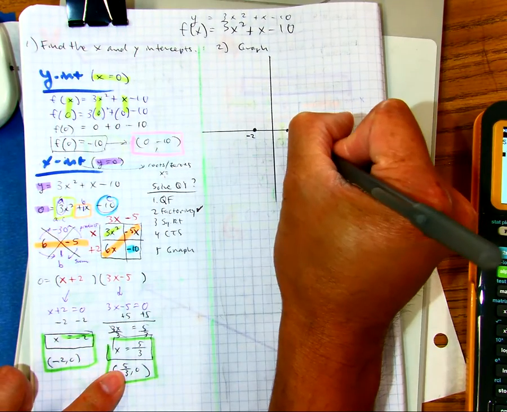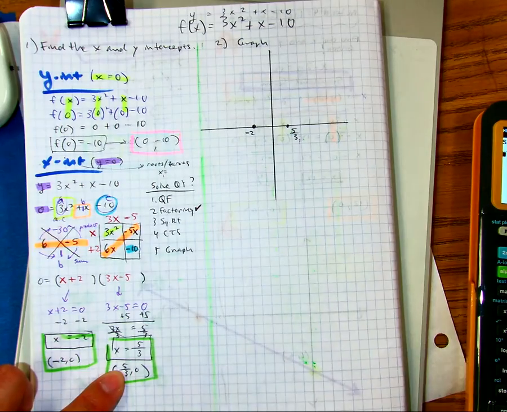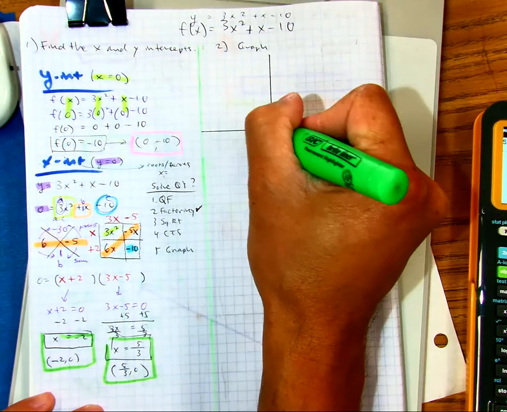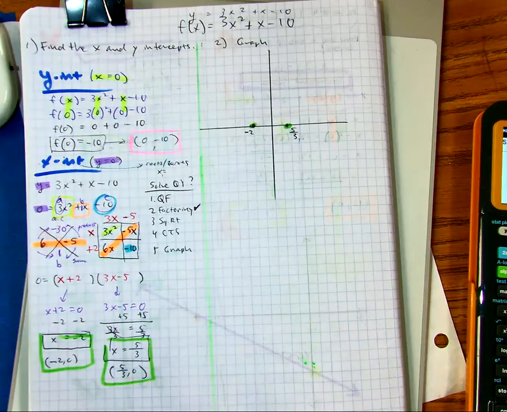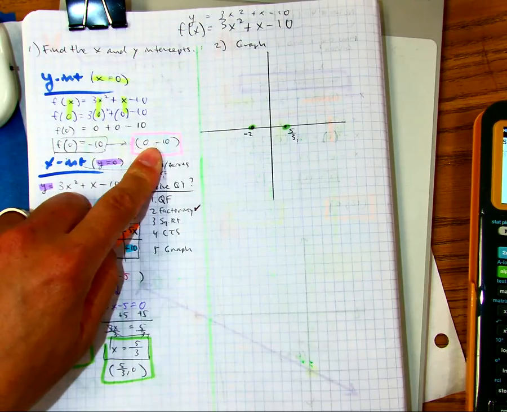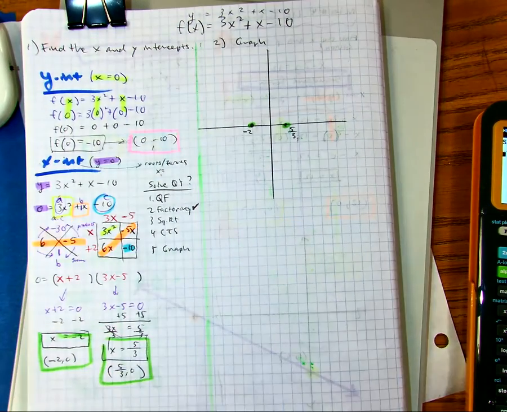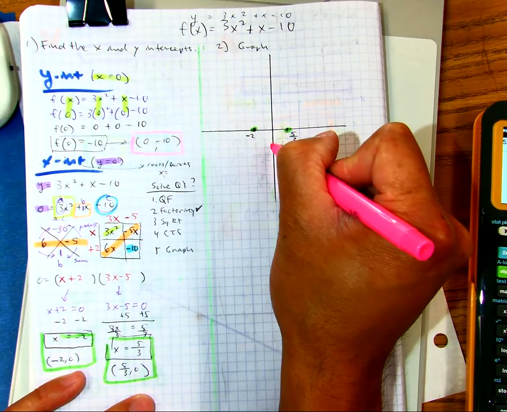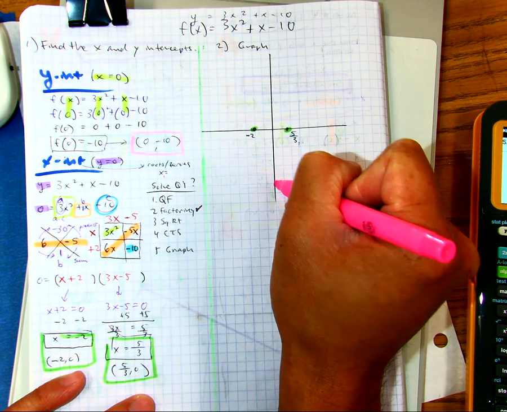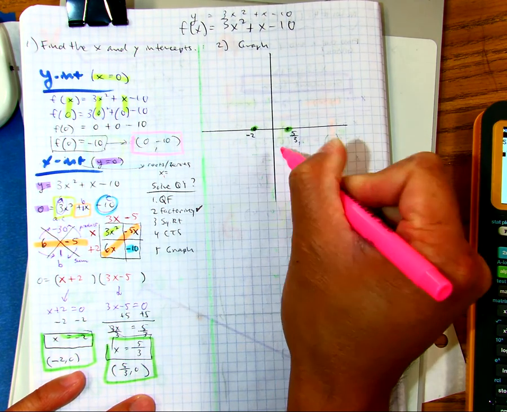So those are my greens. We had a pink at 0, -10. 2, 4, 6, 8, 10. I can't count. 2, 4, 6, 8, 10. Right there. Okay.